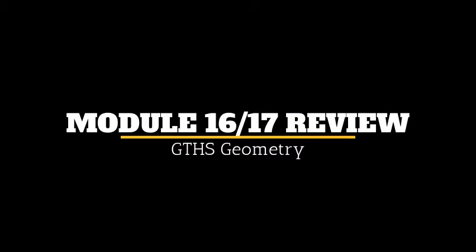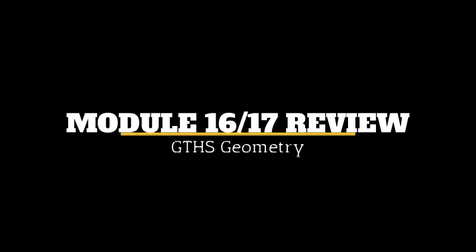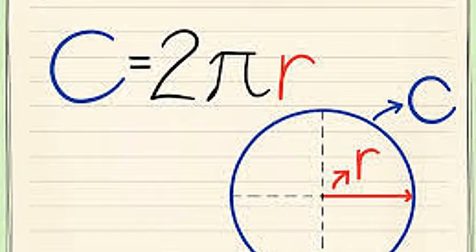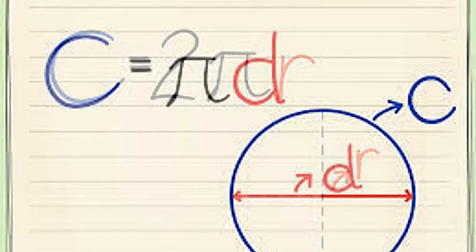Hey guys, this is the module 16-17 review, an overview of everything we've been through. Circumference is 2 pi times the radius. Circumference is like perimeter for a shape. It's the distance around the circle.